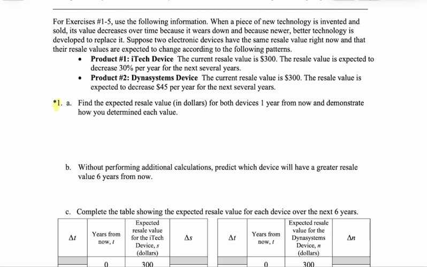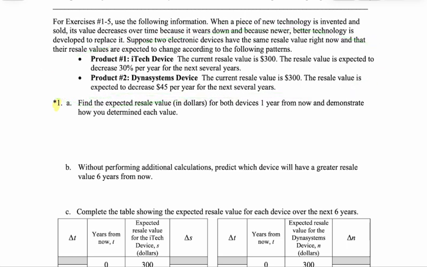It says when a piece of new technology is invented and sold, its value decreases over time because it wears down and becomes newer. Better technology is developed to replace it, and so on. Suppose two electronic devices have the same resale value right now, and that their resale values are expected to change according to the following patterns. So let's look at the patterns that they're talking about.